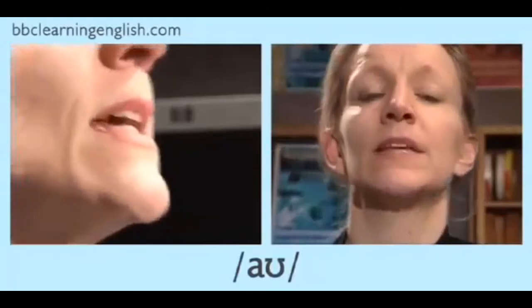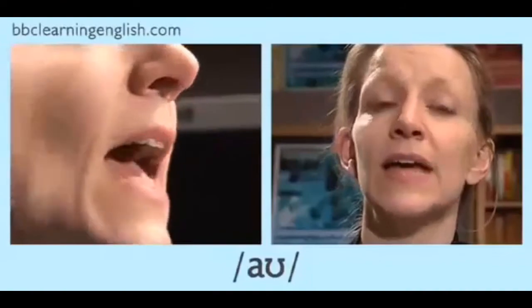Our final diphthong is OW. This is a diphthong, a double vowel sound. The shape the mouth makes changes from the beginning of the sound to the end. It's pronounced ow. Now, did you notice the shape of my mouth? Ow. Now you try. Watch, listen, and repeat. Ow.